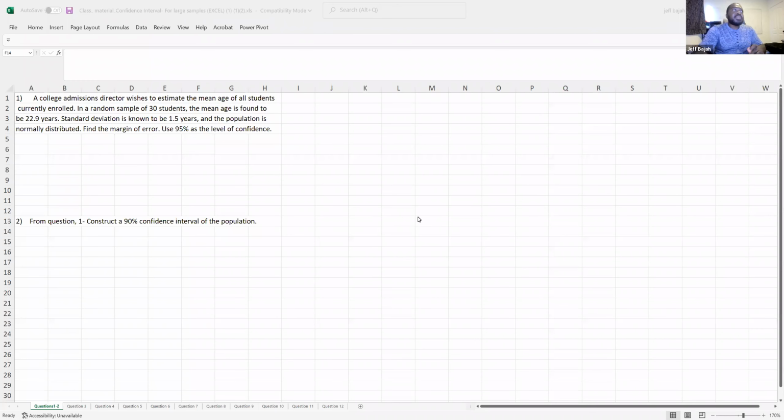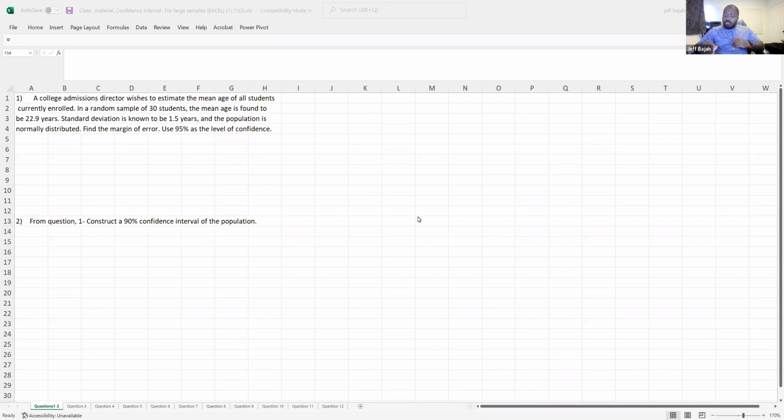All right. So since you have watched the video where we explained what confidence interval is, we'll go on to solve questions involving confidence interval, and you can find this in this Excel files in your module. And we'll start with the first one.